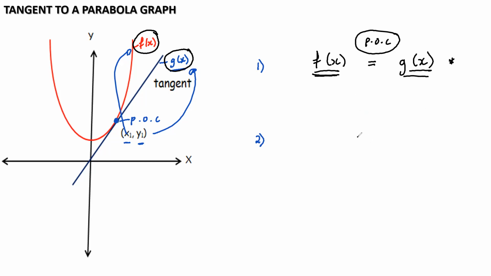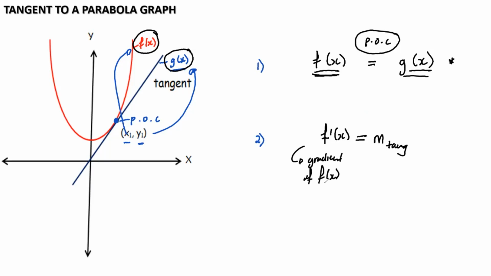And since the tangent is a straight line, the gradient of the tangent will be equal to the gradient of f of x. F of x is a parabola. Does it have a gradient? Yes. How do you get the gradient of a parabola? You derive, calculus. You derive. So the derivative of f of x is the gradient of f of x.